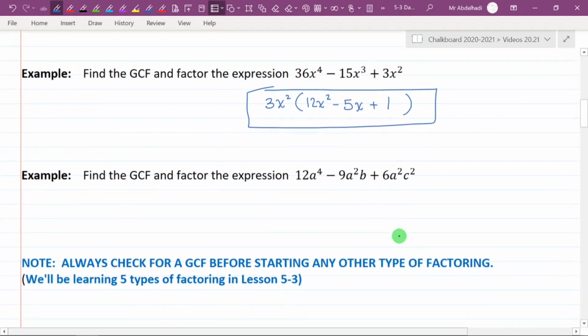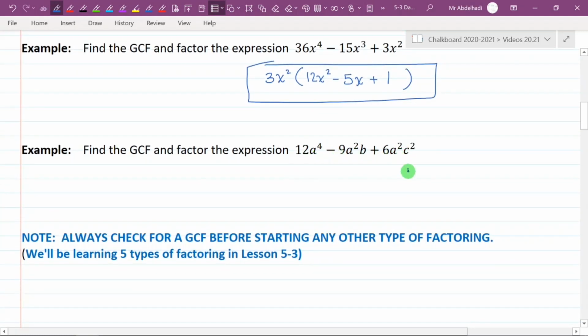Okay, last one here. Is there a GCF in here? Well, 3 goes into all of these, right? So we'll put a 3 out here. Is there a letter that goes into all of these? And the answer is yeah. This has an A, this has an A and a B, this has an A and a C. So A goes into all of these. But what power of A goes into all of these?